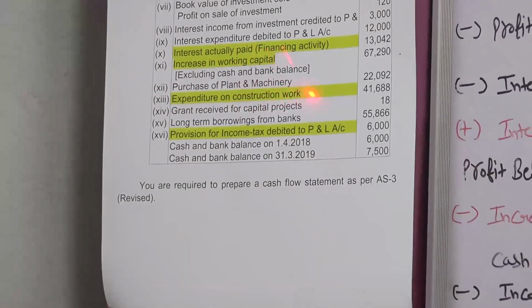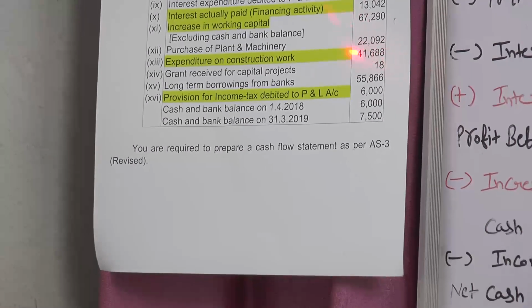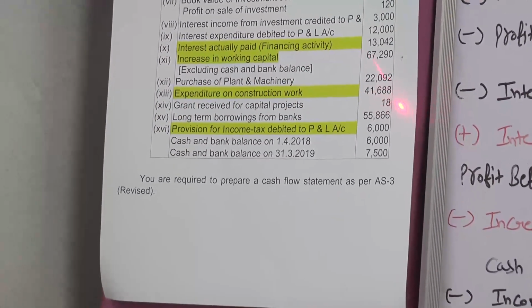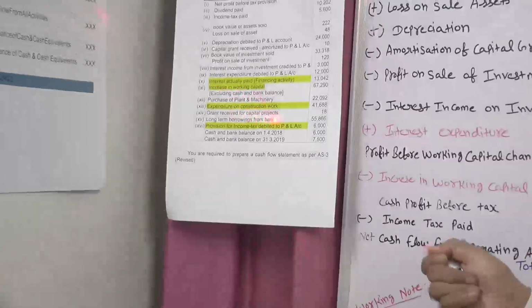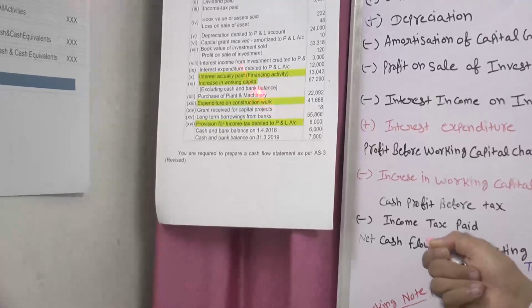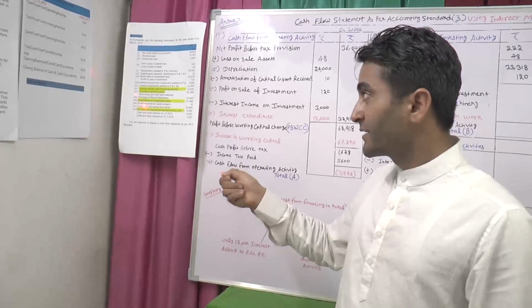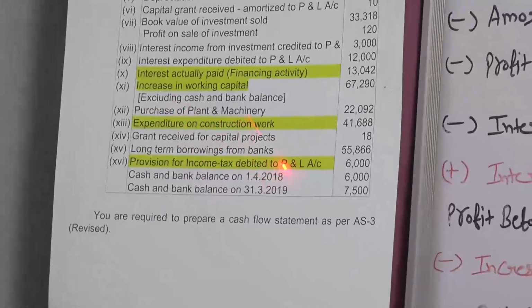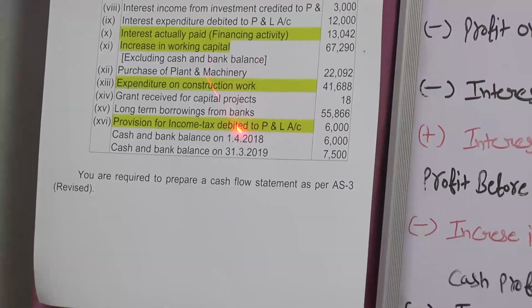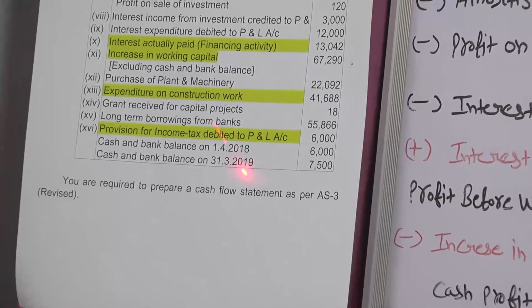Purchase of plant and machinery 22,092. Expenditure on construction work 41,068. So expenditure on construction work is an item of investing activity. Both of these items will come under investing activities. Next is grant received for capital project 18. Long-term borrowings from banks 55,866. Both of these items will come under financing activities.